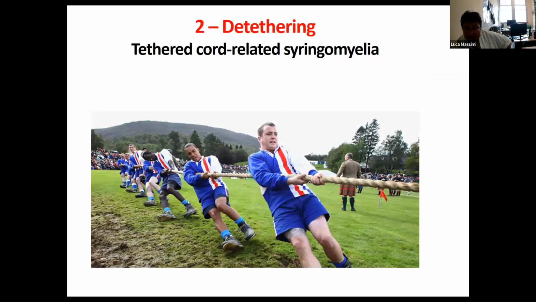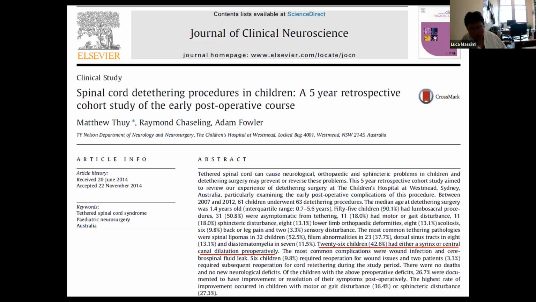What about the tethering? Of course, in this case, we are talking about syringomyelia related to the tethered cord. And this is a very common, at least a quite common association. If you look, for example, at a general series about tethered cord from different causes of tethering, as you can see here, about 40% of children with tethered cord also showed a syringomyelia.